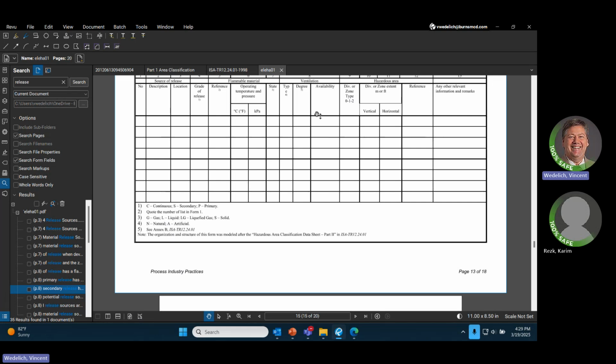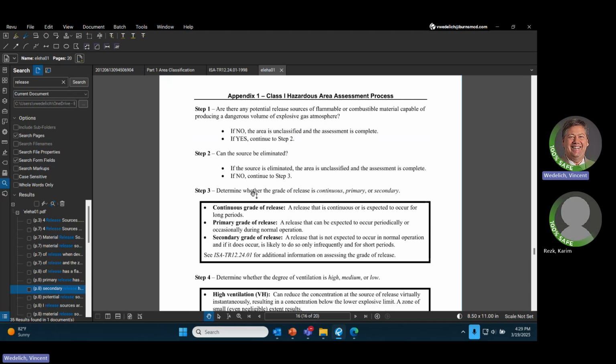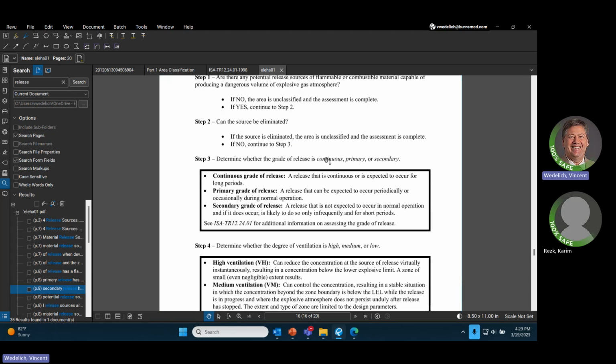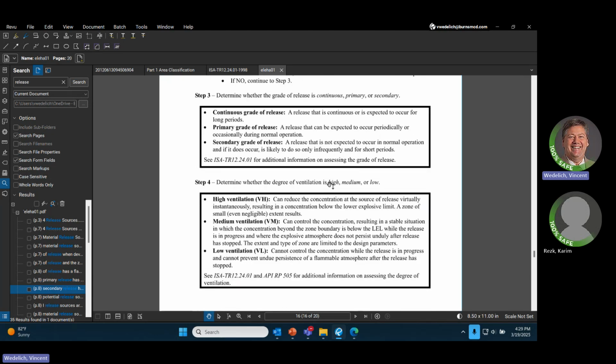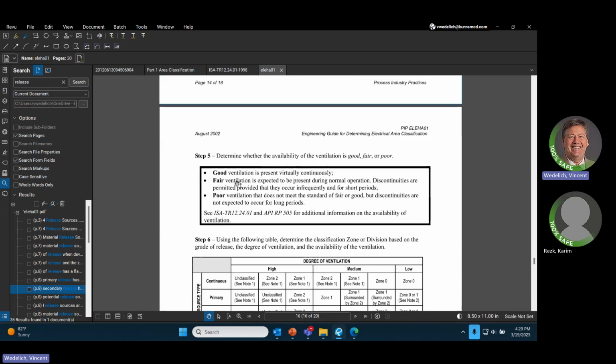And then you've got availability. How often is that air there? Is it continuously there? Things like that. This steps you through it right here. It says continuous, then it says ventilation high, medium, or low. High ventilation can reduce the concentration of a source of release virtually instantaneously. Medium ventilation, and they give you a definition for that, or very low ventilation. Then you've got how good is it, right?